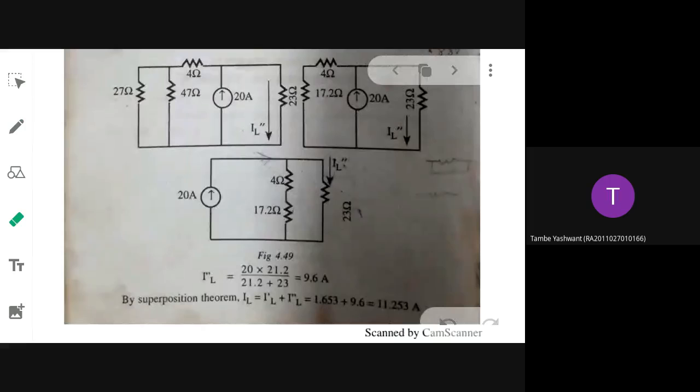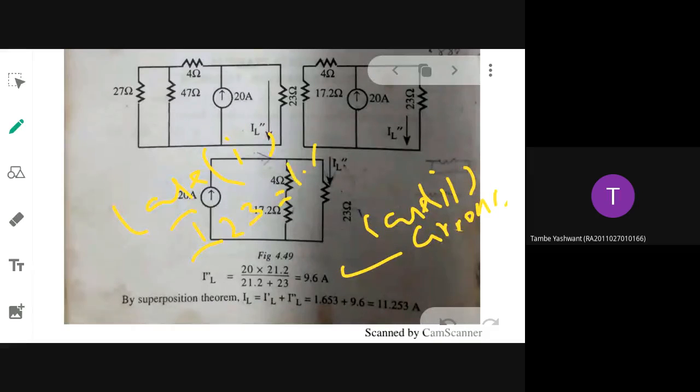Okay, so this is for case 2, where you have considered only the current source. For case 1, where you considered the voltage source, the current through 23 was 1.653. So both you have to sum, as per the law of superposition. That will be your actual I-23. So what is the value that you have got?